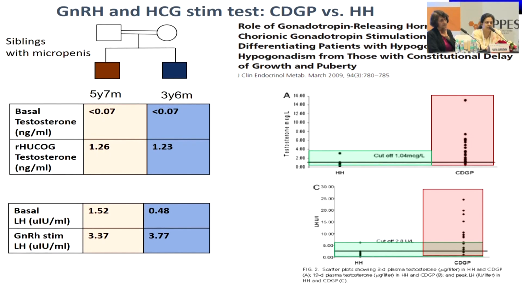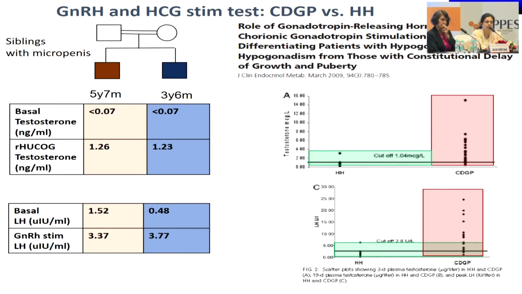Here is a pair of siblings, one 5-year-old and the other 3-year-old, both of whom come to us with micropenis. They have bilaterally descended testes, which are less than 1 cc. Because they are siblings, born out of a consanguineous marriage, and have micropenis, we decide to utilize the stimulation tests in them. So the HCG stimulation test is done in them, and both of them pass this test. Both their values are above the cutoff of 1.08. The elder sibling has a testosterone value of 1.26 nanogram per ml, and the younger one 1.23 nanogram per ml.